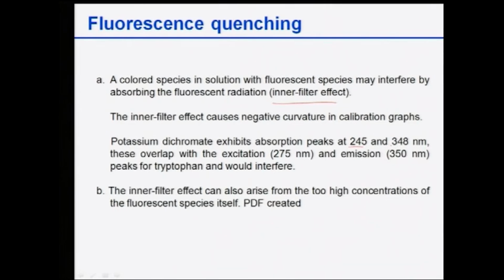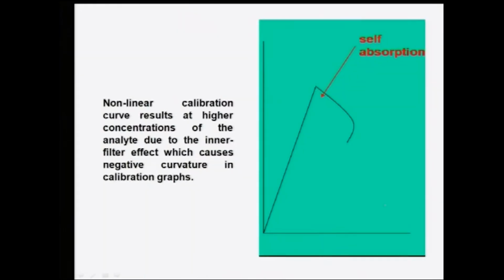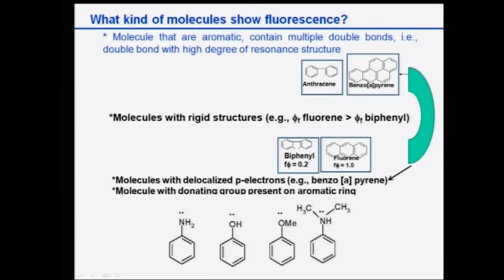The inner filter effect can also result from too high a concentration of the fluorescent species itself. To show how, first you see the fluorescence increase, and then because of cell absorption the fluorescence decreases. Therefore, nonlinear calibration curves give a lower apparent concentration of the analyte, and the inner filter effect can cause negative curvature in the calibration curve. So, we must consider this while calibrating.